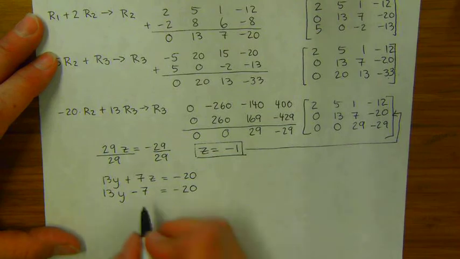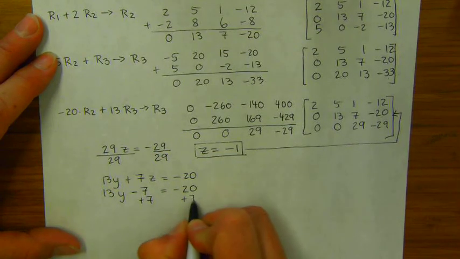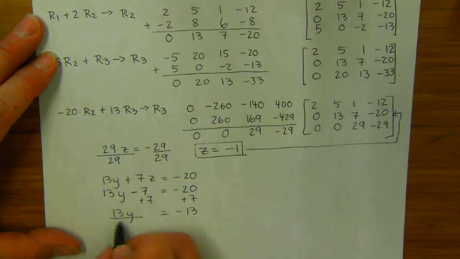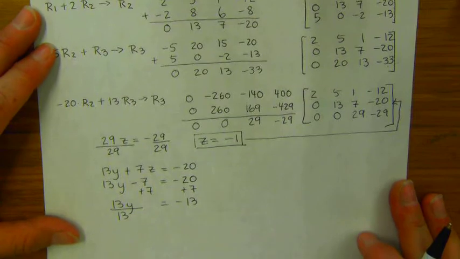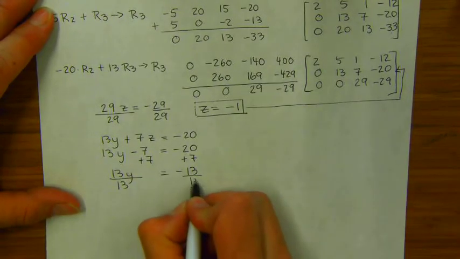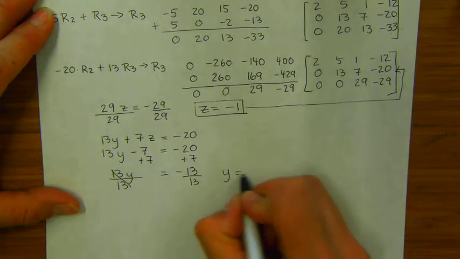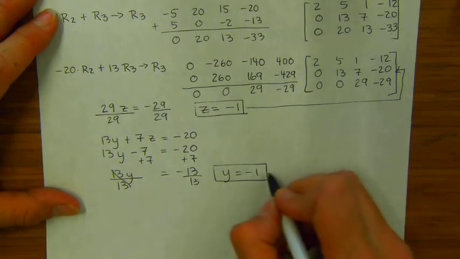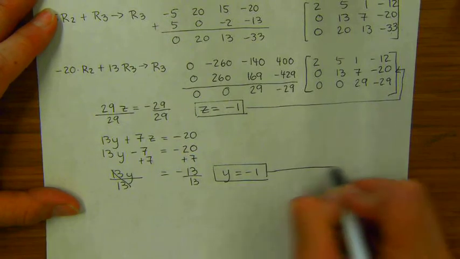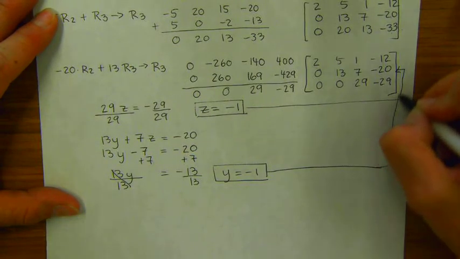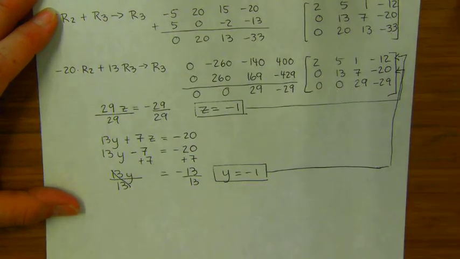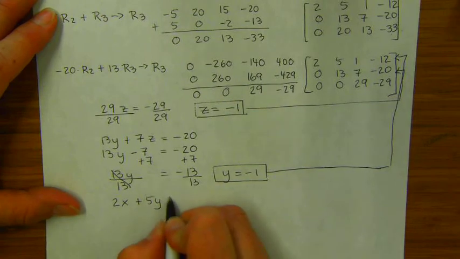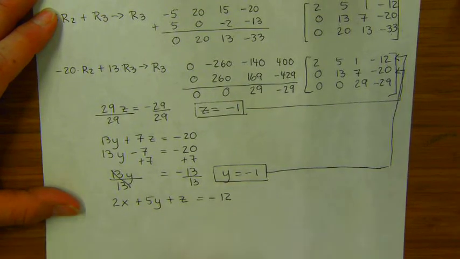Okay, now I'm going to add 7 on both sides. I have 13y is equal to negative 13. I divide by 13, and it looks like y is also equal to negative 1. Okay, now I've found my y, I've found my z. I'm going to plug both of those into equation 1. So my equation 1 is 2x plus 5y plus z is equal to negative 12.